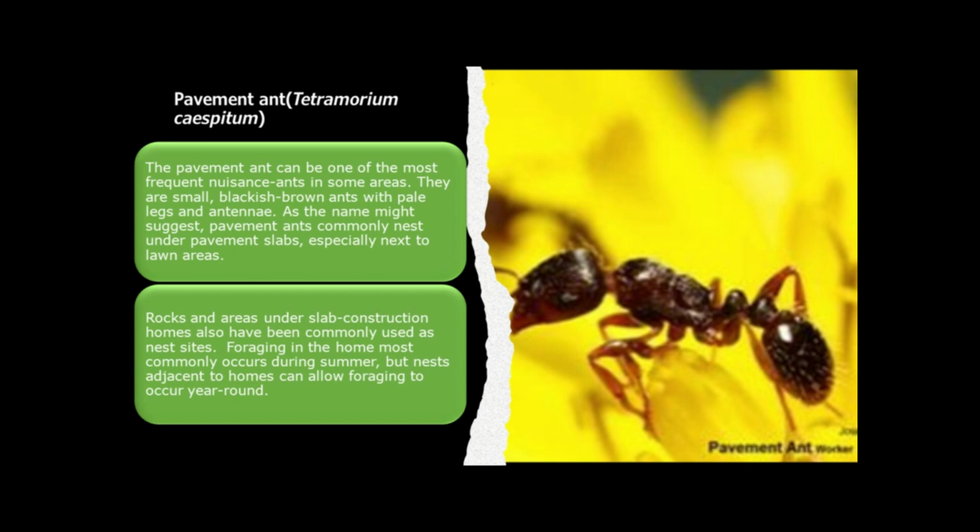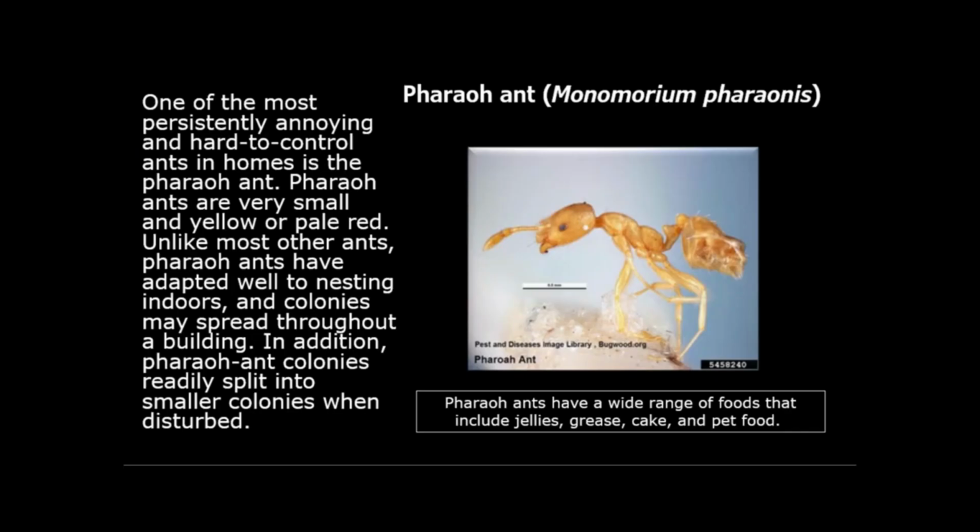Foraging in the home most commonly occurs during summer, but nests adjacent to homes can allow for foraging to occur year-round. Pharaoh ant, Monomorium pharaonis. One of the most persistently annoying and hard to control ants in homes is the pharaoh ant. Pharaoh ants are very small and yellow to pale red.